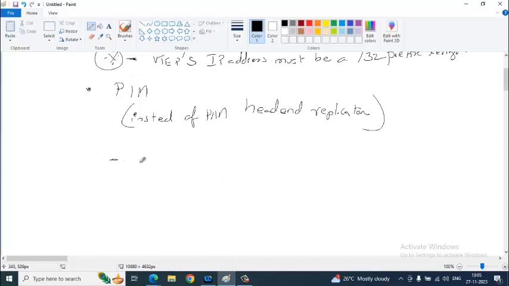What is the goal of PIM? What is the goal of multicasting? Forward the overlay BUM traffic over the tunnel.